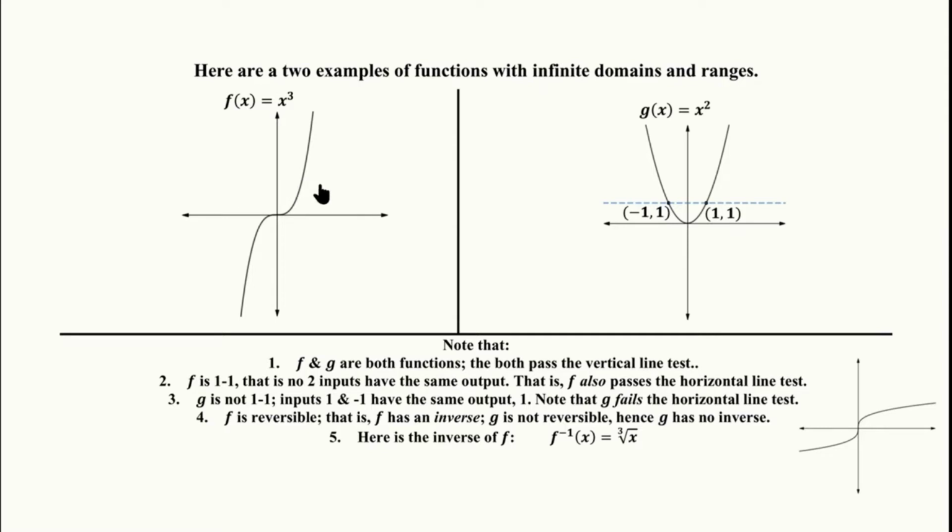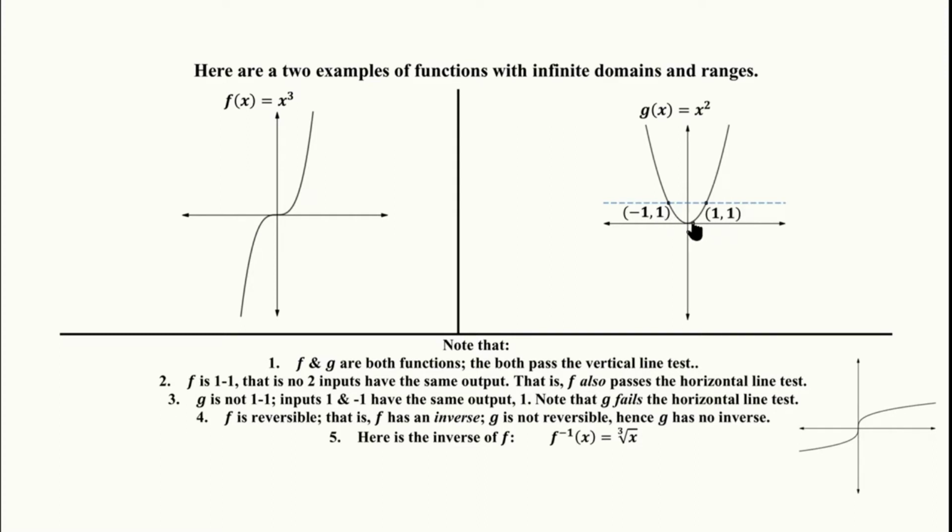So that makes f here 1-to-1. But notice the quadratic function fails the horizontal line test. Here is just one shown for example. There are many horizontal lines that will cross the graph of x squared more than once, which of course means we have at least two inputs that have the same output. Notice both -1 and 1 when plugged into x squared will give you the same output 1.